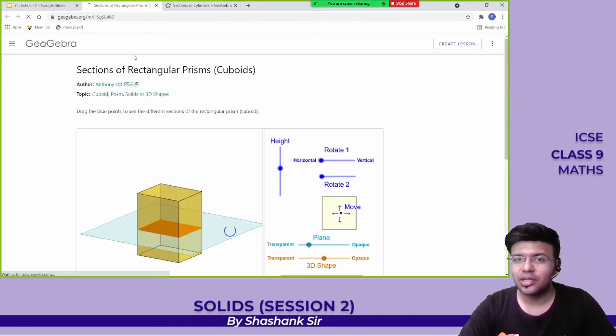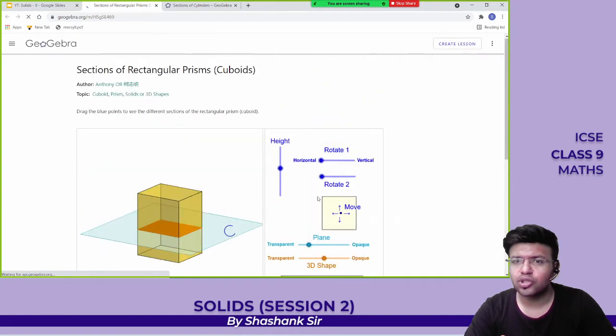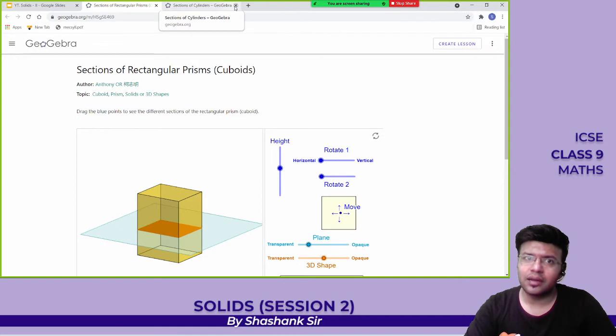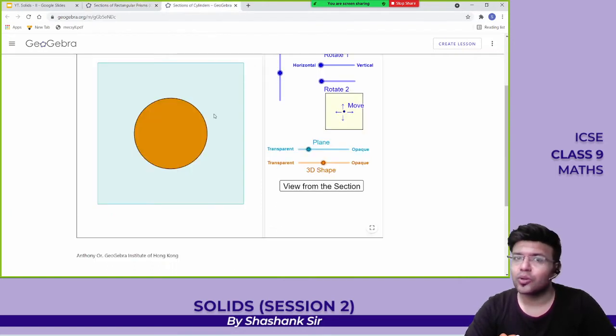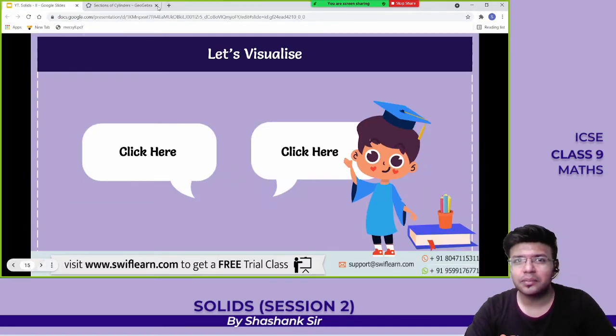this is also another figure, but this is also horizontal. If I cut perpendicular to the base, I'll get a rectangle in this case, and in this case also I will get a rectangle. Okay, yes. So coming back to the lesson plan.